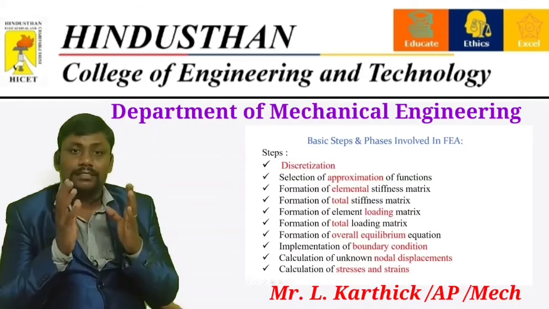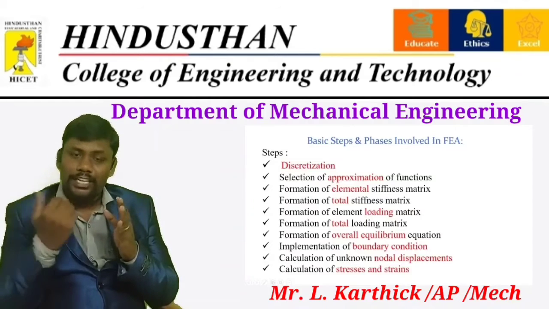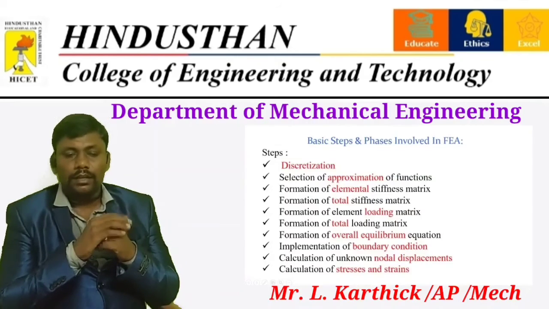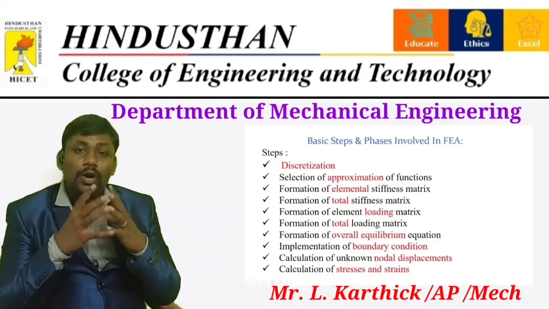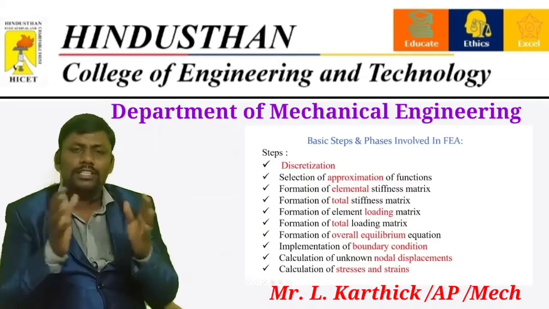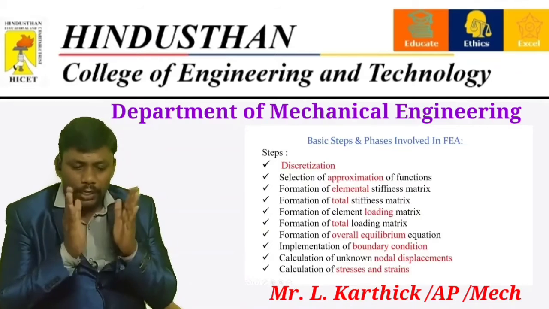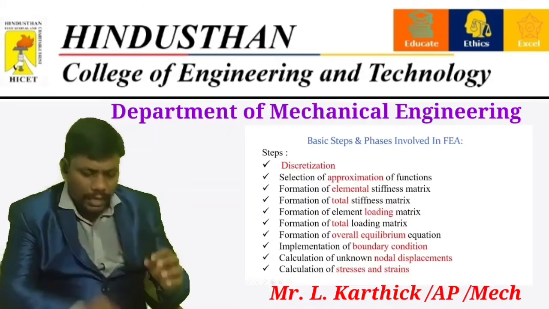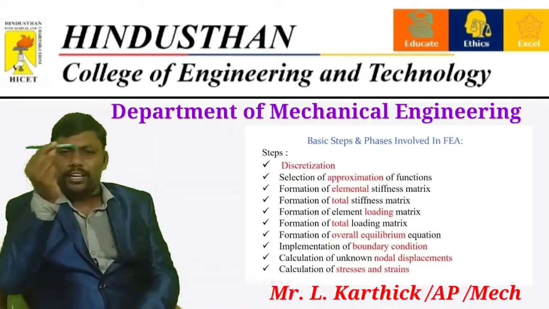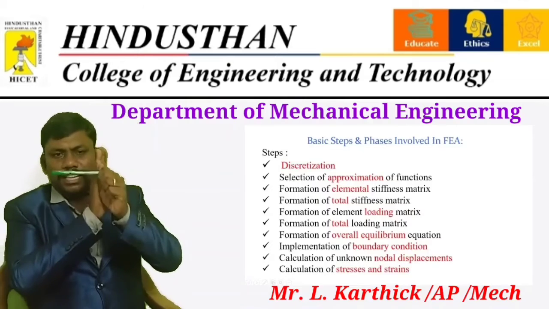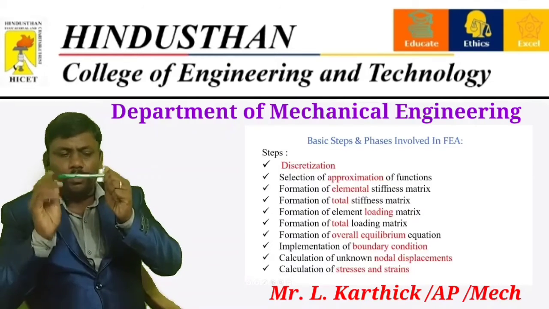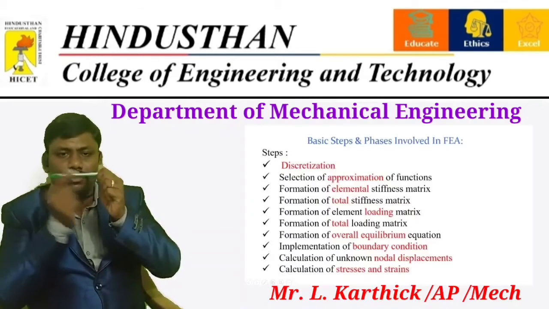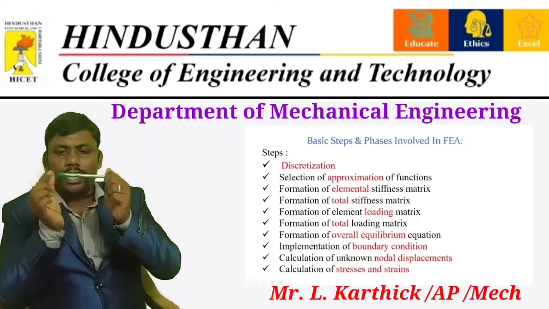Once the stiffness matrix is ready, we move on to the loading conditions. This is the fifth step. And next, formation of overall equilibrium, so we apply all these values in the F equal to K into U equation. And finally we apply the boundary conditions. The boundary condition of this structure is that it is fixed on the left-hand side and mobile on the right-hand side. So here x equal to 0, and let me take the length of the structure as 10, so 0 to 10.